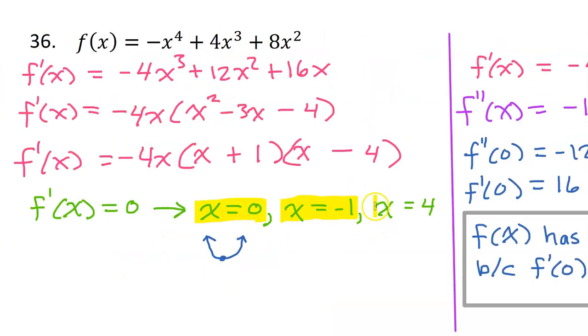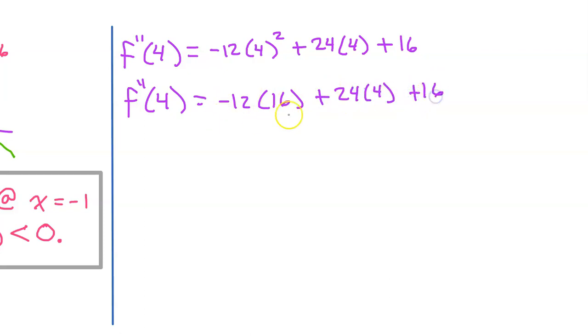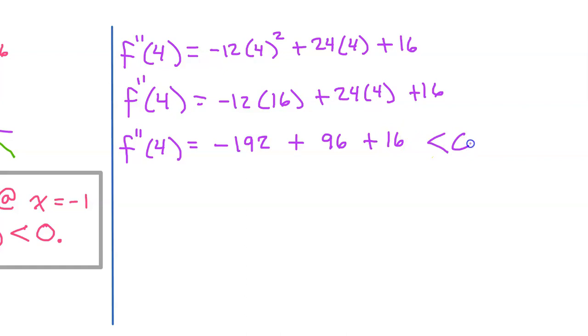We got one more to check. Let's plug x equals 4 into the second derivative and see what happens. So that's going to look like this. So f double prime at 4 is equal to negative 12 times 16 plus 24 times 4 plus 16. We just need to figure out if this is positive or negative. You would get this, and it's pretty clear that the negatives are going to win this fight. So this stuff is less than 0, which means we are concave down, which means that we have a horizontal tangent line at a relative max.